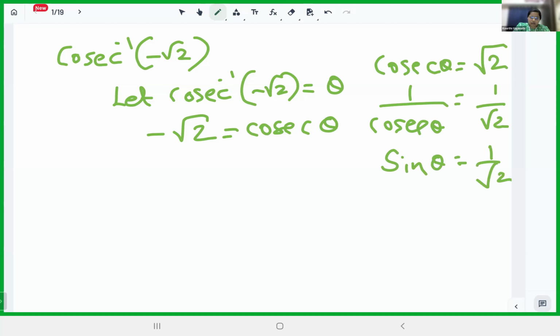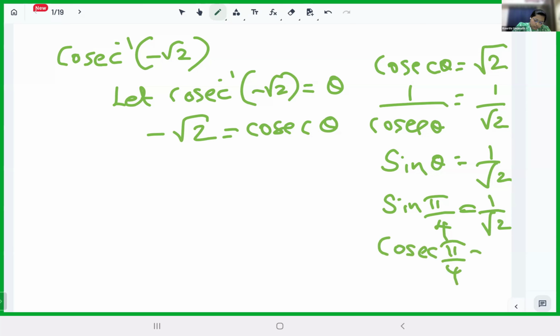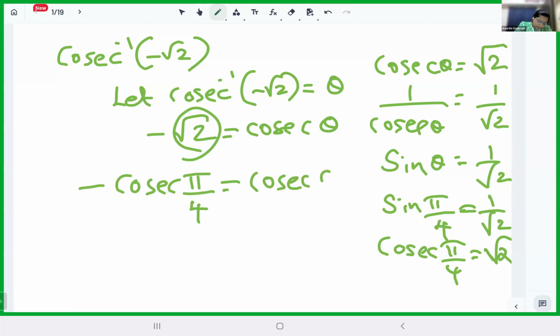Which value for theta makes the sine function 1 by root 2? It is nothing but sine pi by 4. Sine pi by 4 is equal to 1 by root 2, isn't it? So we can say that cosec pi by 4 is equal to root 2. Instead of root 2, I am writing minus cosec pi by 4. Minus cosec pi by 4 is equal to cosec theta. Again, you can observe a minus here, right? So we have to make both sides positive, so we have to apply the property.